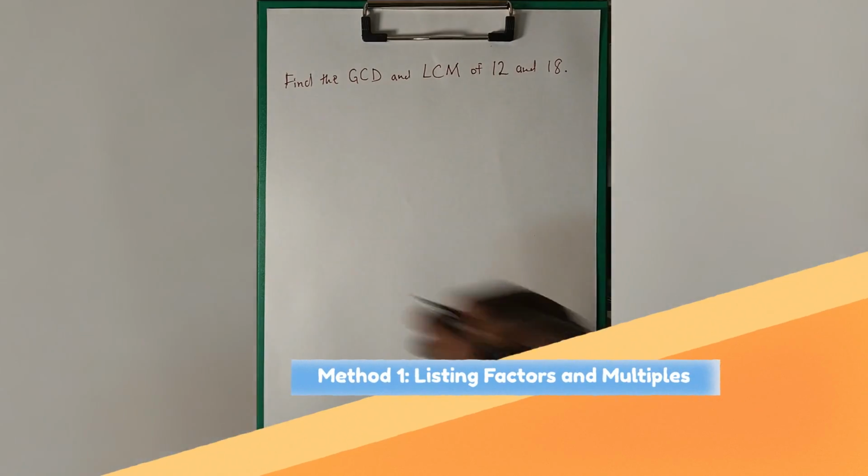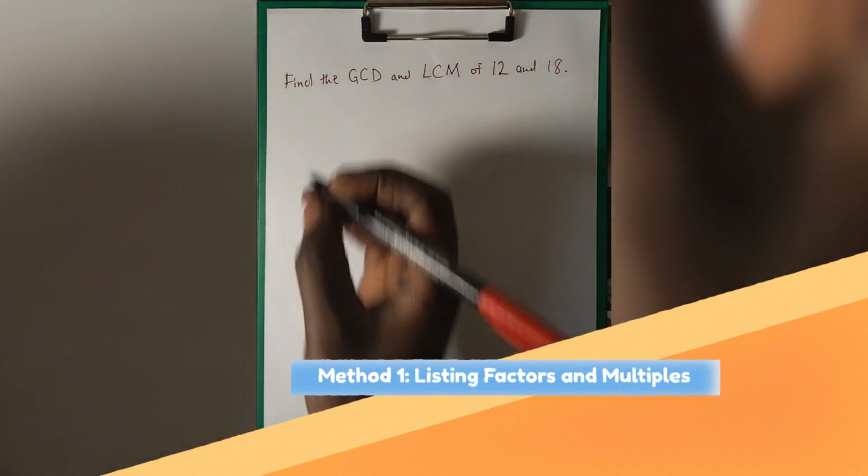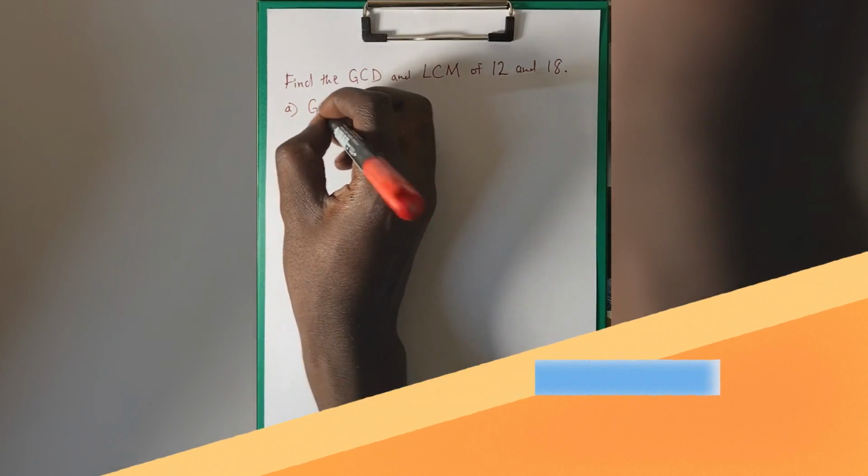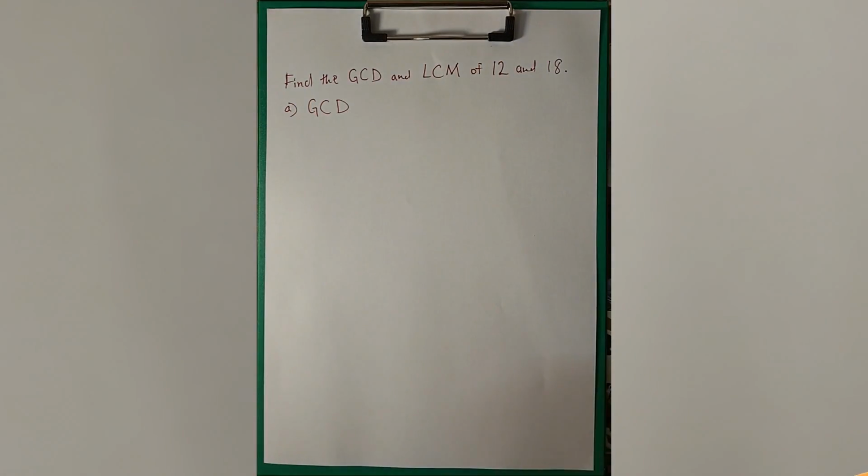So when finding the GCD and LCM, let's find the GCD and LCM of 12 and 18. Let's start with the GCD. With the GCD, we look for the greatest common divisor. Let's look at the divisors, the factors of 12 and 18, using the rainbow method.